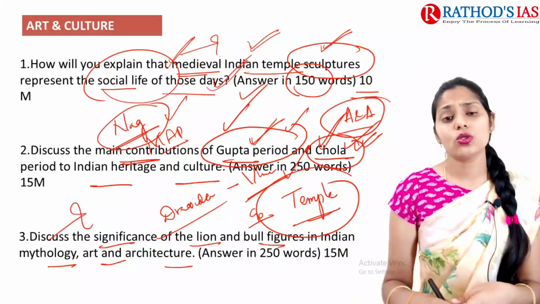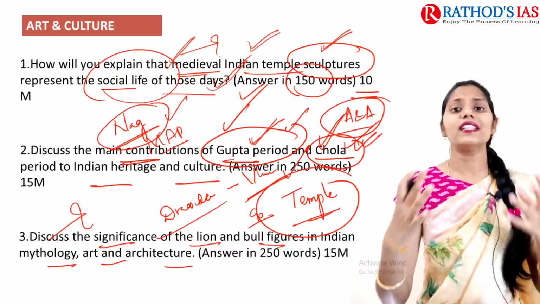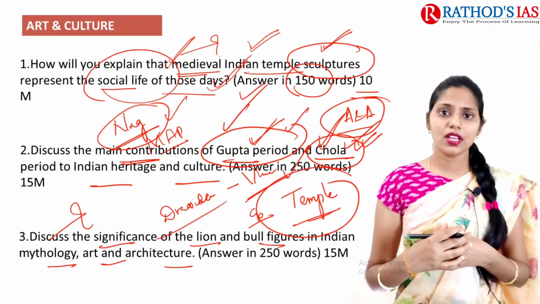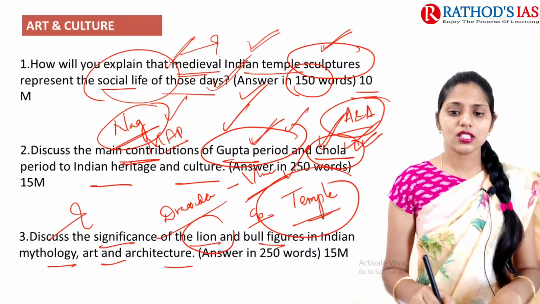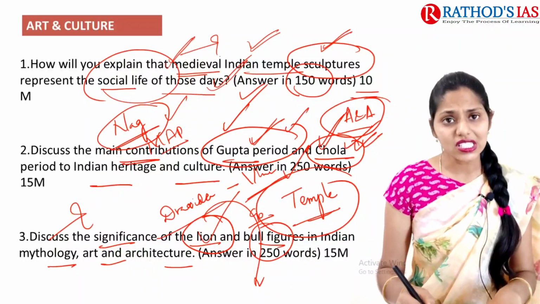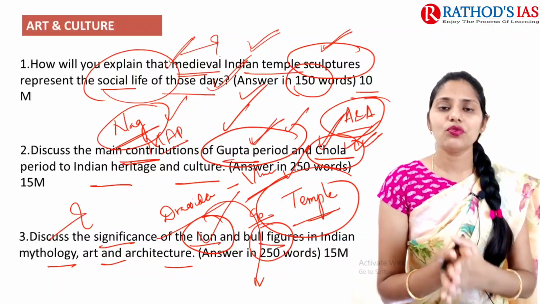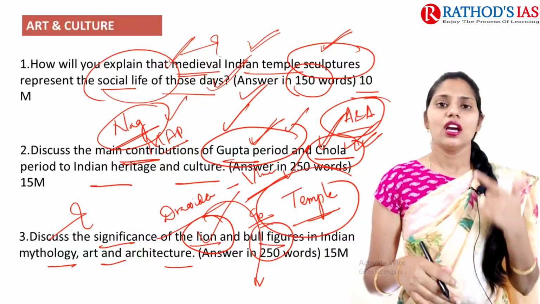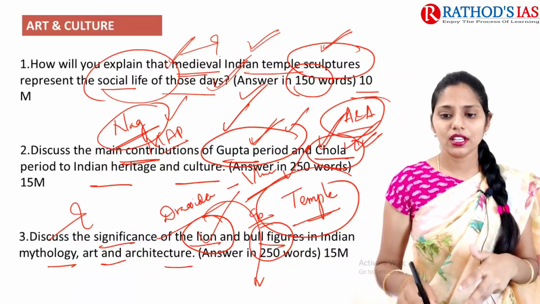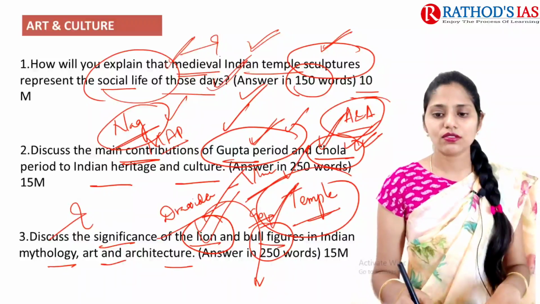So what happened? There was very much controversy because the lions are much more aggressive in this national emblem. Because of this, this question related to the static syllabus, now they asked about the significance of lion and bull figures. If you see our national emblem, we have animals like lion, horse, bull and elephant. So this question asked about the significance of lion as well as bull.